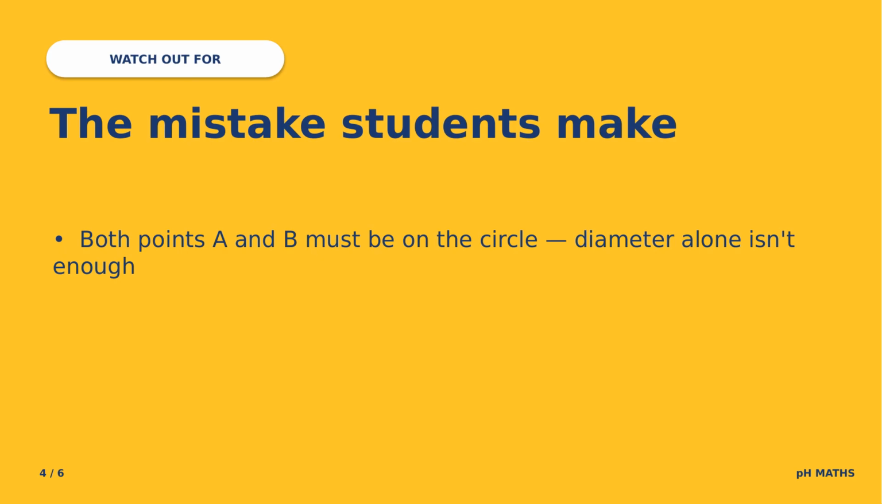Common slip. Both endpoints must be on the circle. A line that passes through the center but doesn't reach the edge isn't a diameter. And the angle has to be at a point on the circle. Not inside, not outside. All 3 points on the circle, with 2 of them forming a diameter.